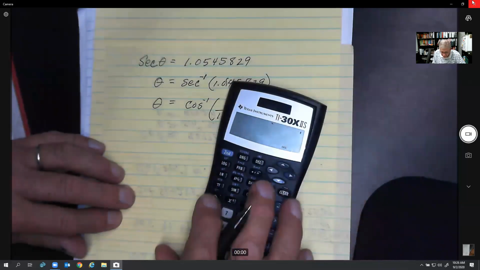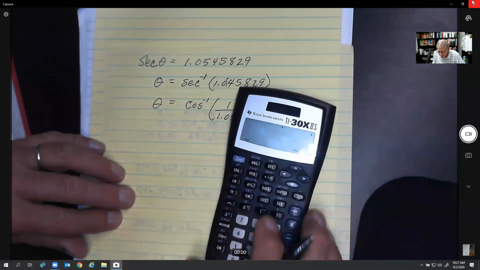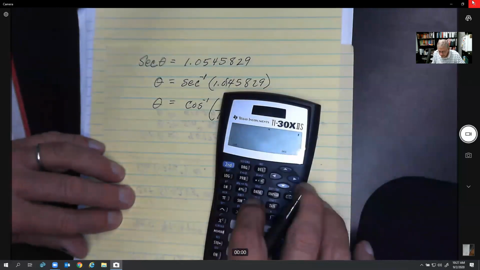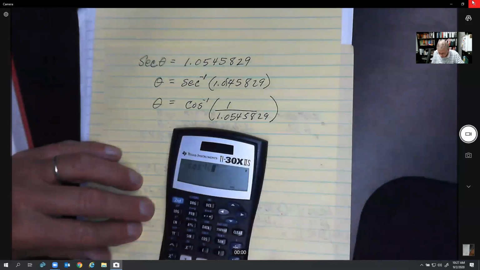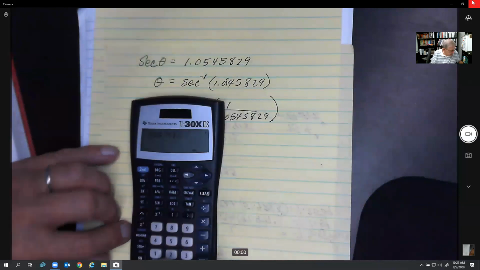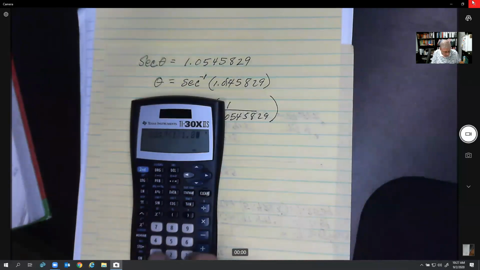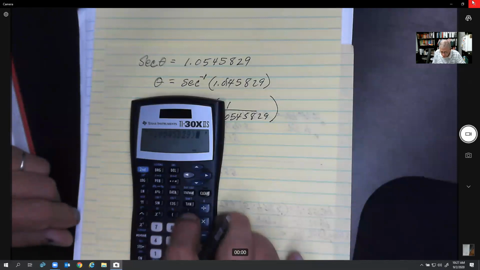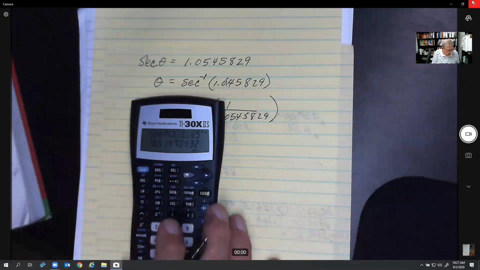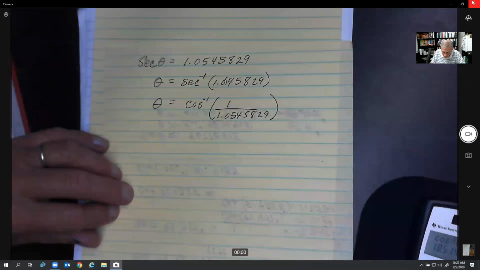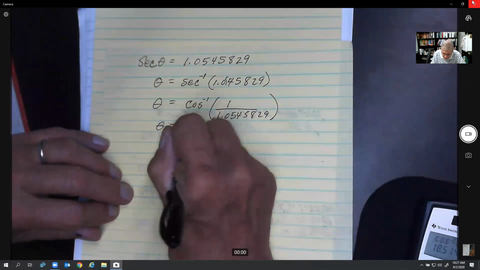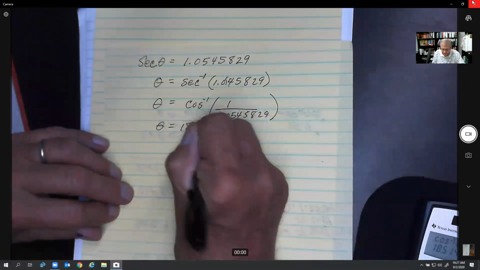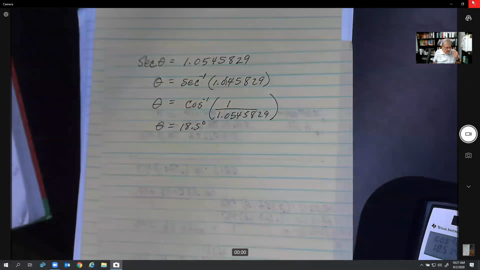So let's take a look at this thing. Second cosine, and it should appear that way. 1 divided by, and then put this big old number, 1.0545829. Parentheses equals 18.51. So I'm just going to round this off to 18.5 degrees. And there I got my answers.